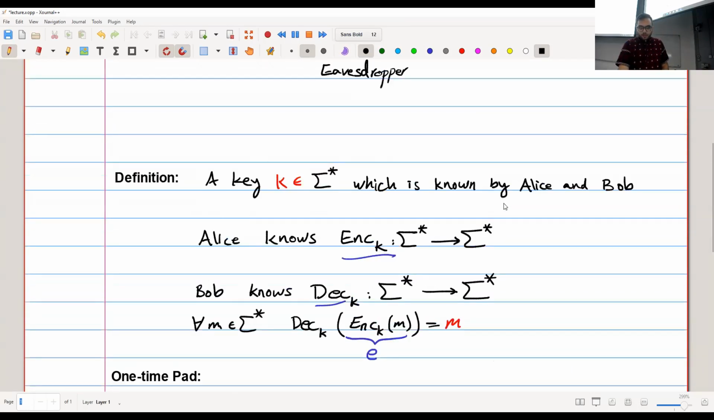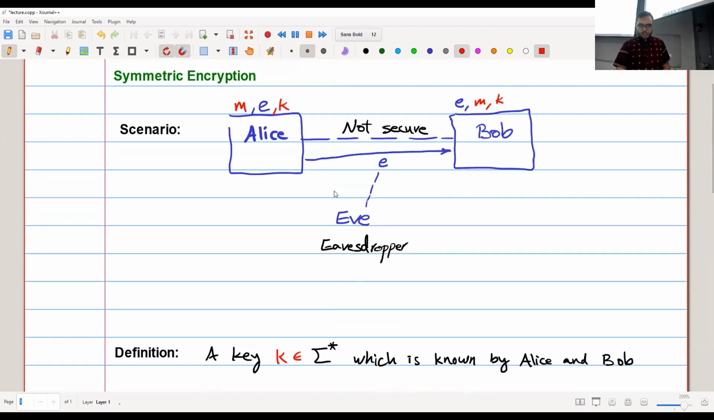But what is the property that we actually want? So in this definition, I'm just saying that if you encrypt and then you decrypt, you get back the same message. But that doesn't give me any security, right? So maybe my encryption and decryption functions are just the identity functions. They don't change the message at all. That would also satisfy this definition. So I want to actually have some security in there as well. And the security that I want to have is based on what Eve can do. So Eve can see what the encrypted message E was.